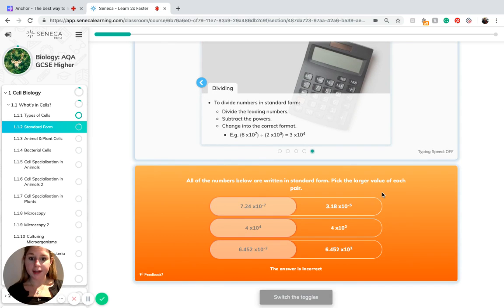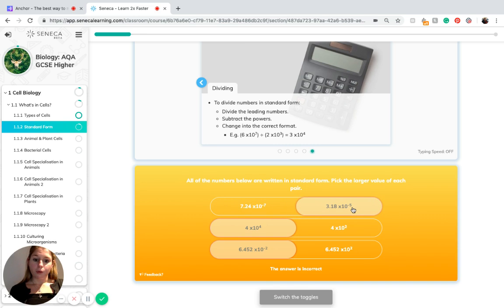Now, being able to compare numbers which are written in standard form is a useful skill. So for example, here we have 7.24 times 10 to the power of minus 7 and 3.18 times 10 to the minus 5. We know here that 3.18 times 10 to the minus 5 is a larger number, because 10 to the minus 5 means that the decimal place is only being moved to the left by 5 places, whereas in this case it's being moved to the left by 7 places.